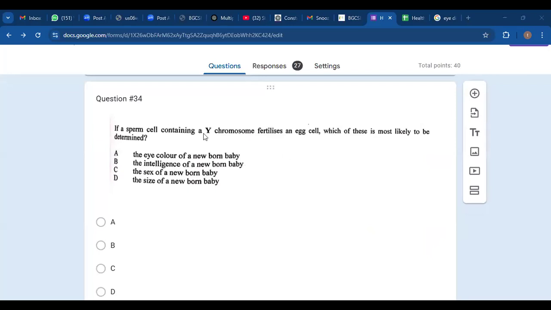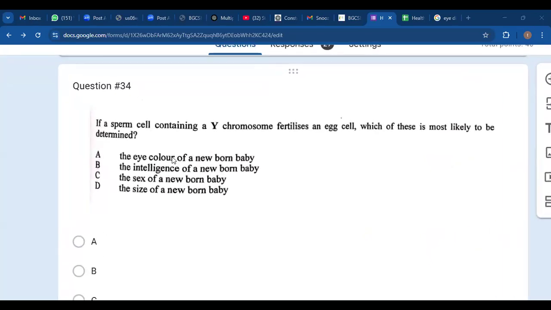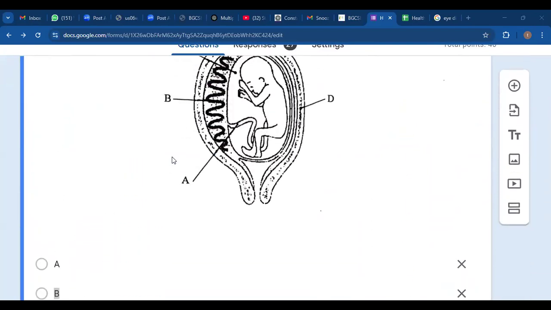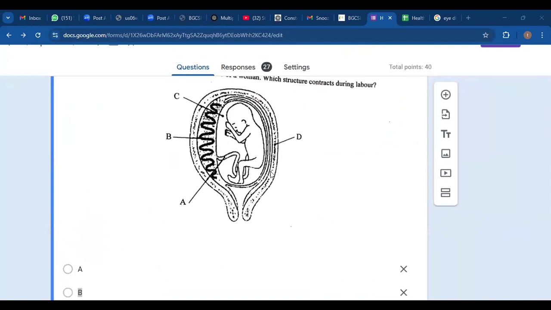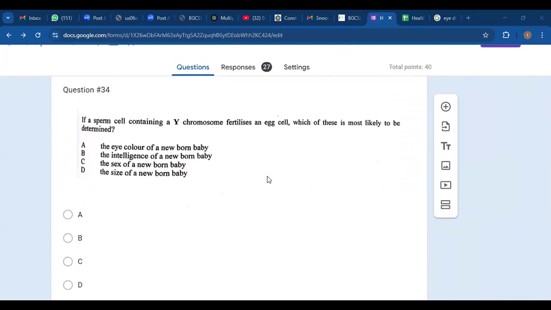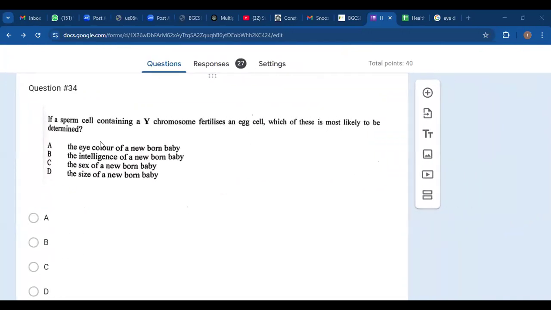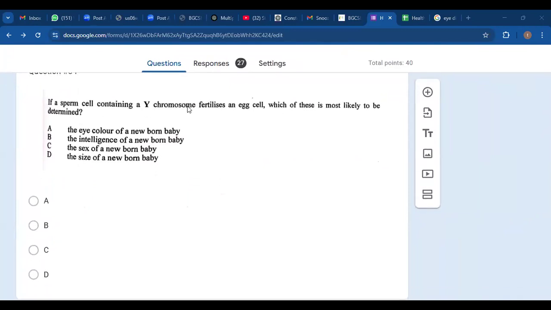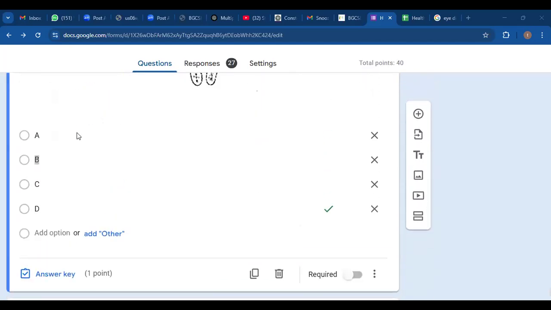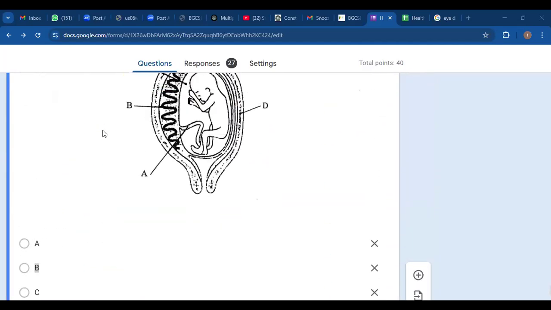If a sperm cell contains a Y chromosome and fertilizes an egg cell, which of these is likely to be determined? A, the eye color. I hear you saying D. D would be this one. I thought you was joking. No, it is D. Sometimes I'm not joking. Not all the time. All right. Mr. Petit, could you tell me what 33 was again, please? 33 was D.